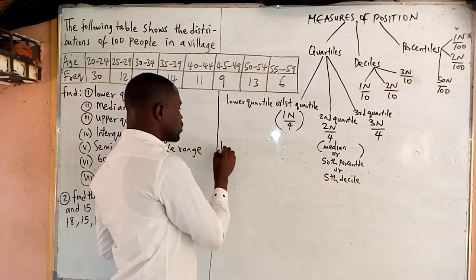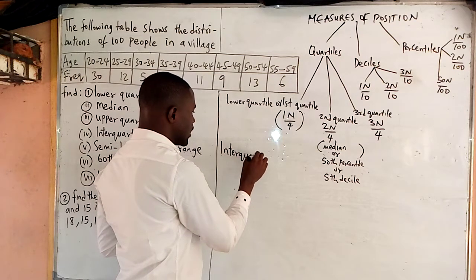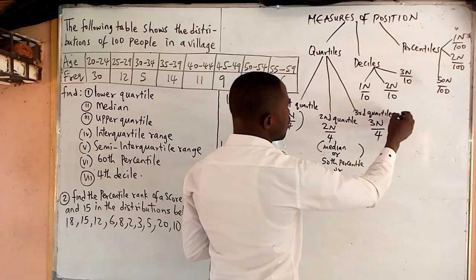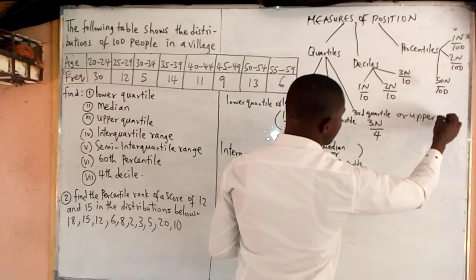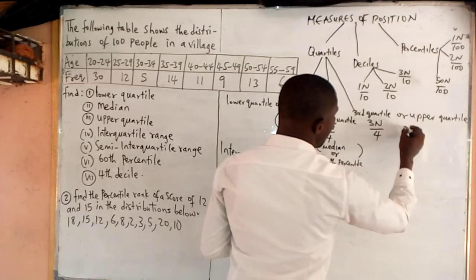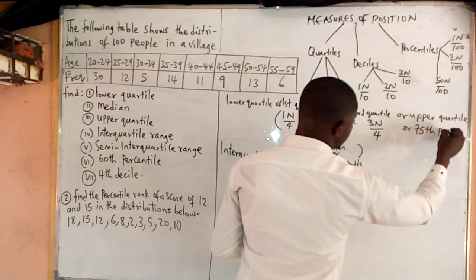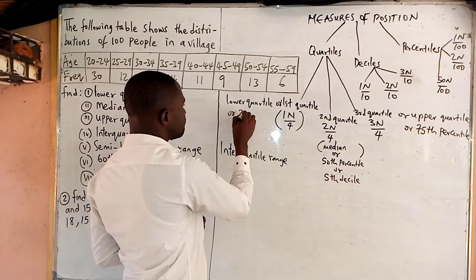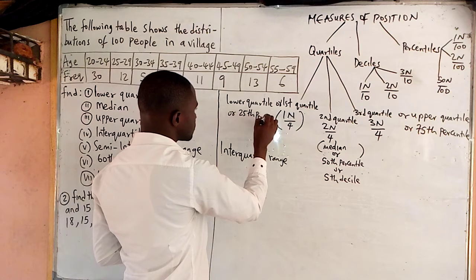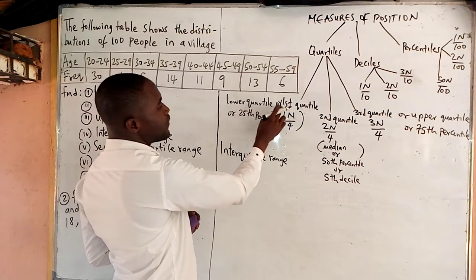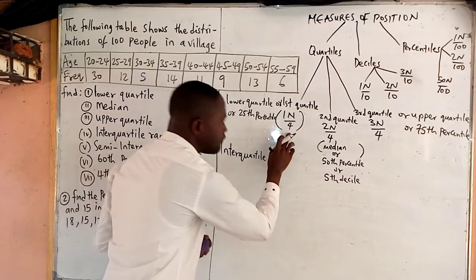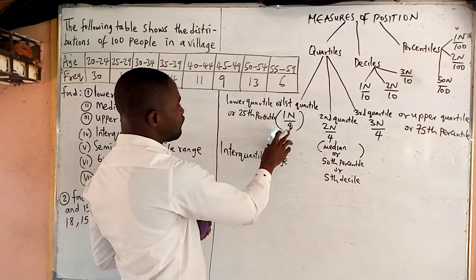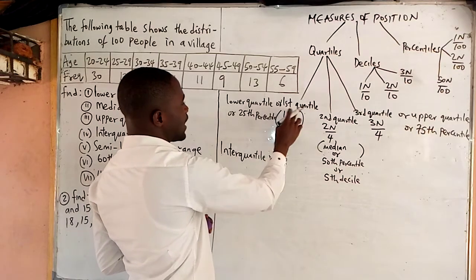Now, it is noted that there is what we call interquartile range. Before we go into it, know that third quartile can be called upper quartile. It can also be called 75th percentile. This lower quartile or first quartile or 25th percentile all mean n over 4. So when they say get 25th percentile, it means n over 4. Get lower quartile, n over 4. Get first quartile, n over 4.